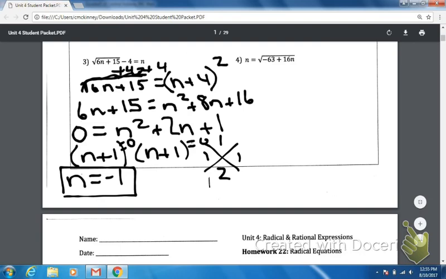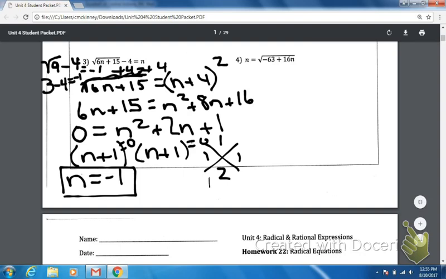So if n is -1, then in my radical, see if I can find a spot to write that. So that's -6. -6 plus 15 is 9, right? So the square root of 9 minus 4, we want to see, does that equal -1? What's the square root of 9? 3. And 3 minus 4 is -1. So I'm not saying that the square root is a negative. I'm saying 3 minus 4 is -1.